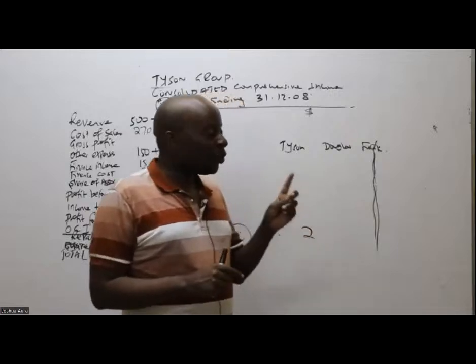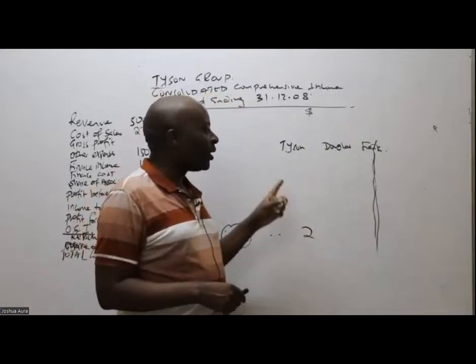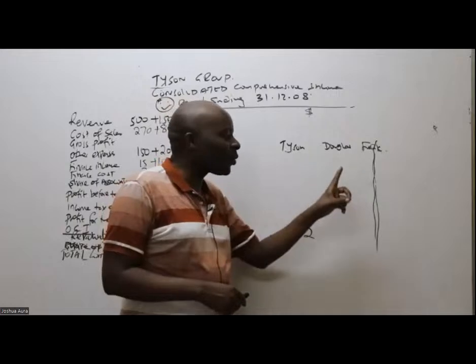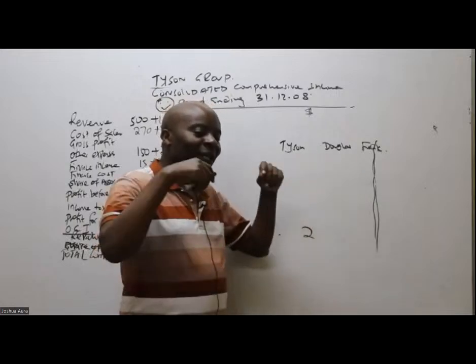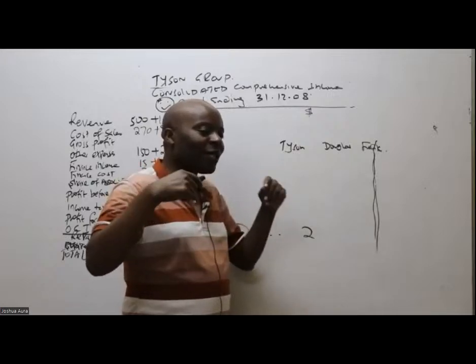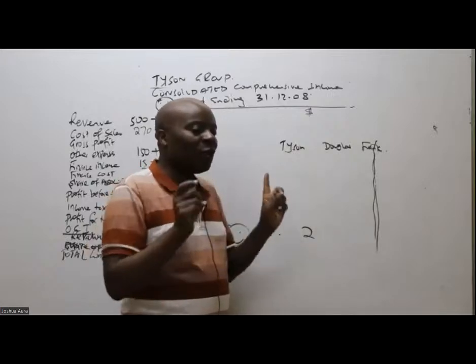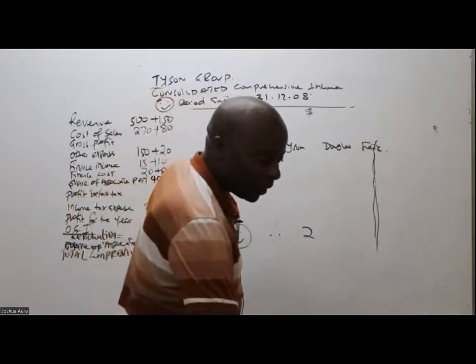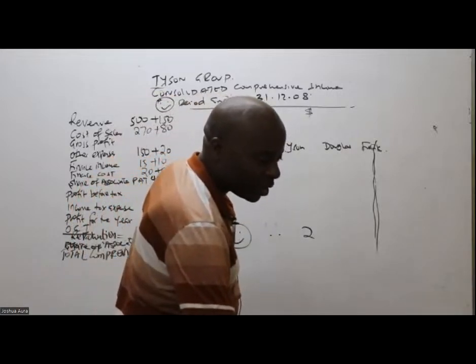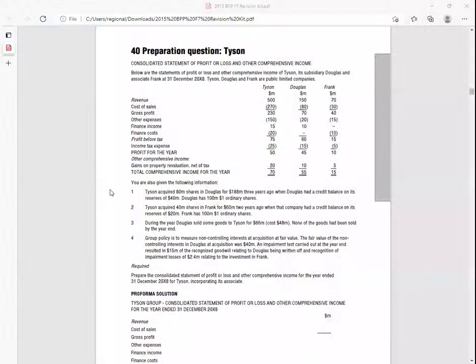So here, and you will see from your past papers, the examiner is cheating you that the parent and associate did business. If parent and associate have done business, please don't cancel that transaction. That is not business within the nucleus family. So here there is a business that took place within the nucleus family, which has to be cancelled. So you're told here, during the year, Douglas sold goods to Tyson for 66 million.